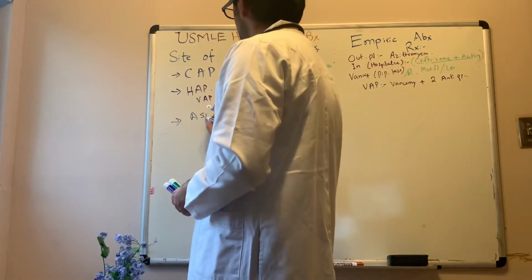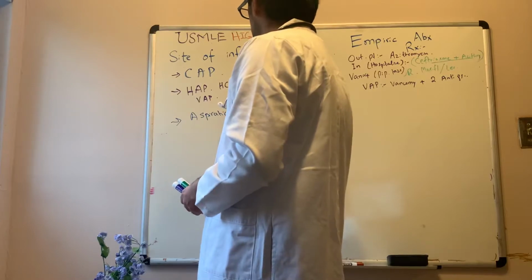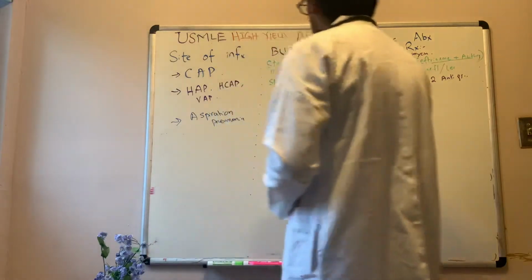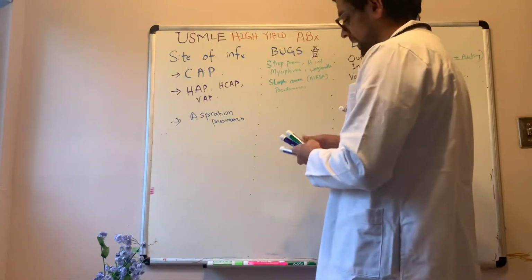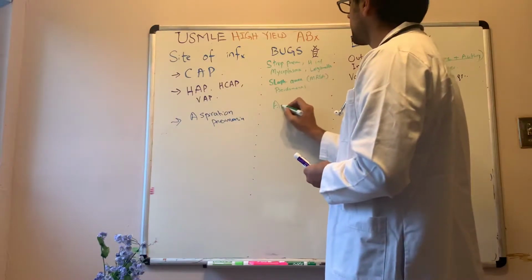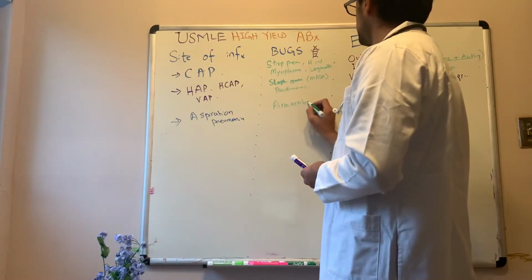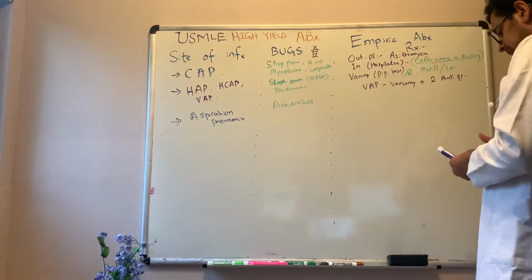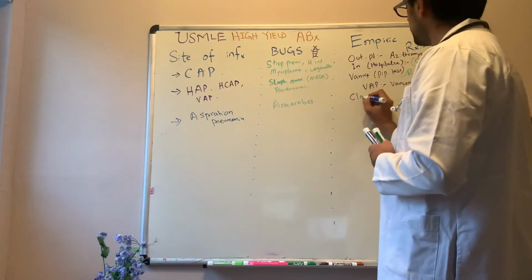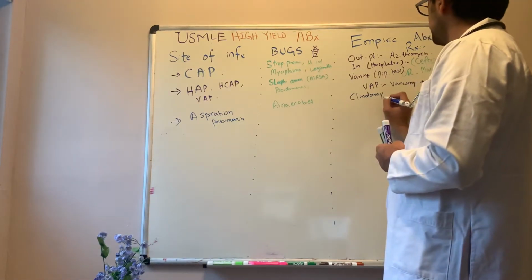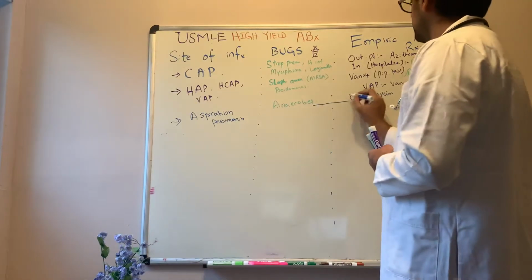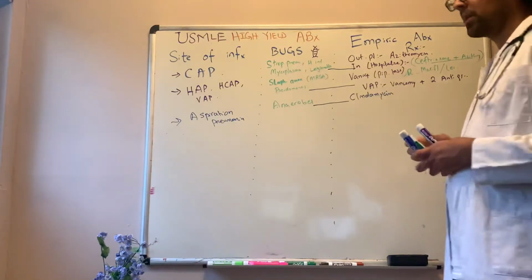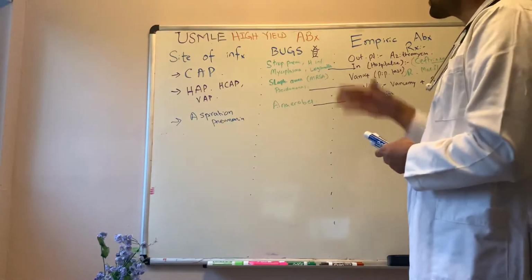Okay. So now the next is aspiration pneumonia. What will be the bug? Simple, we know that's anaerobes. So how do we cover anaerobes? With clindamycin. So this. Okay, so next, let's go top to down.